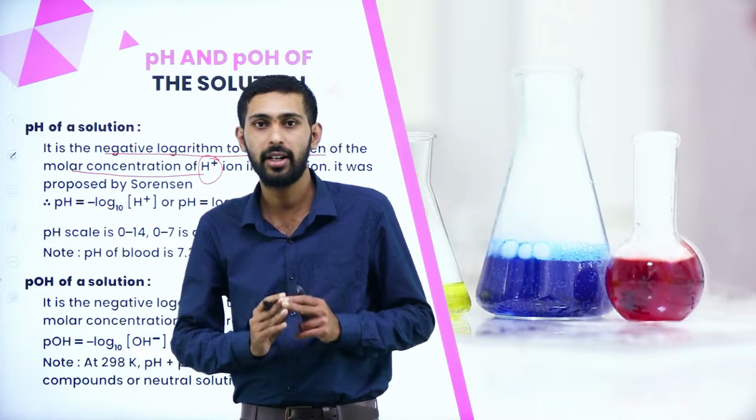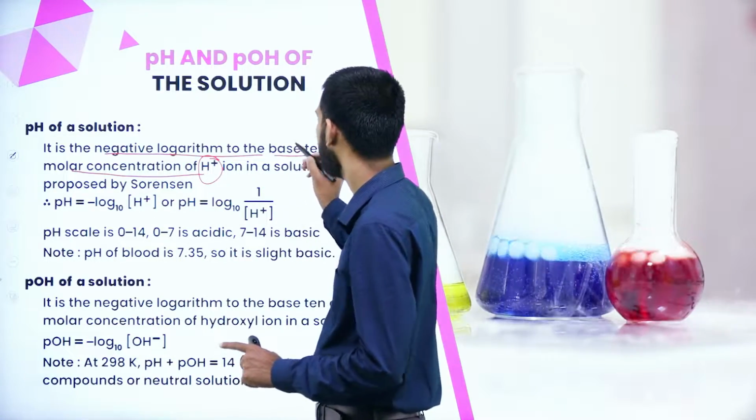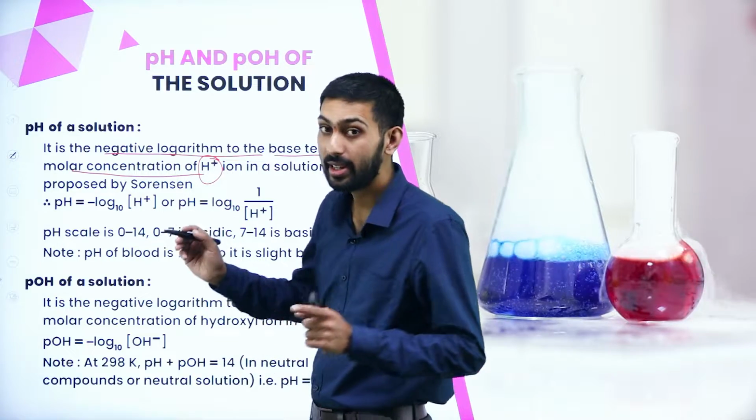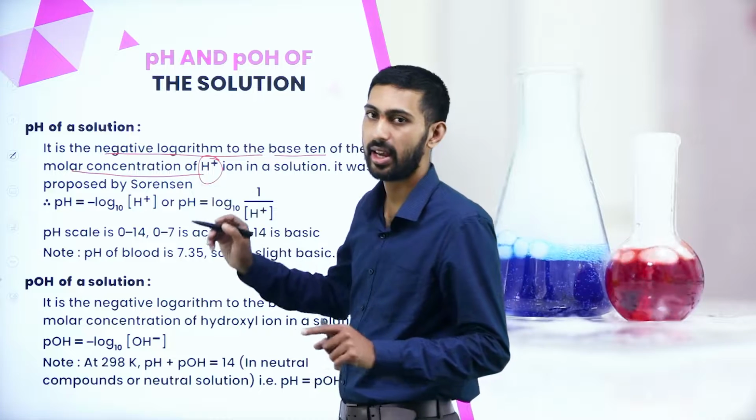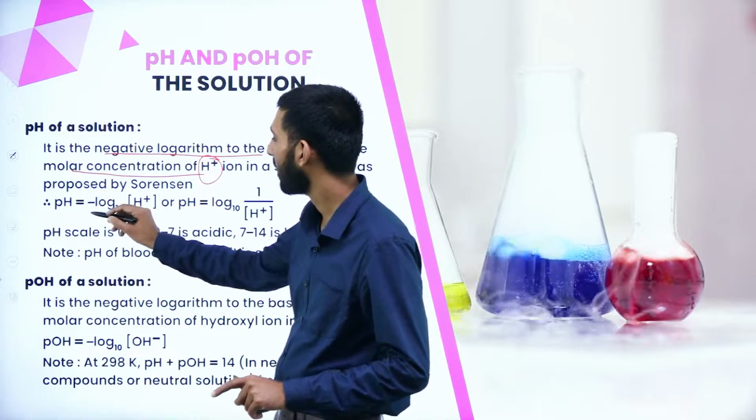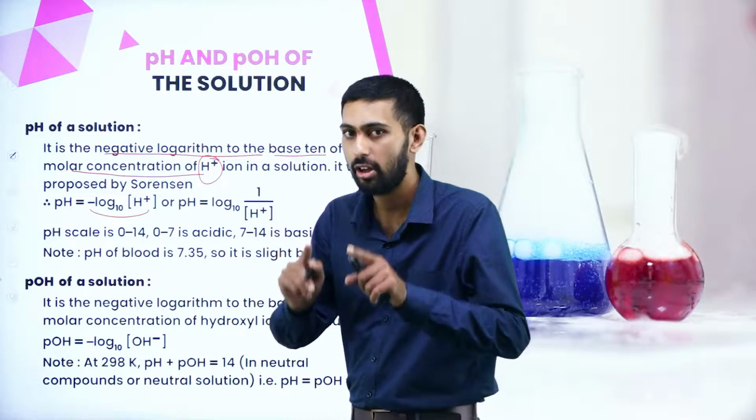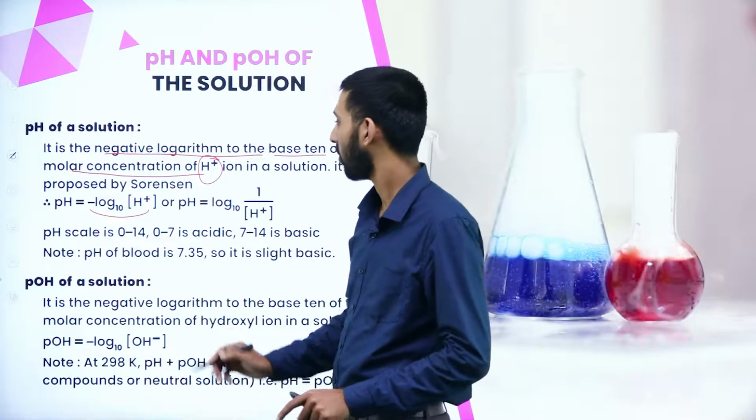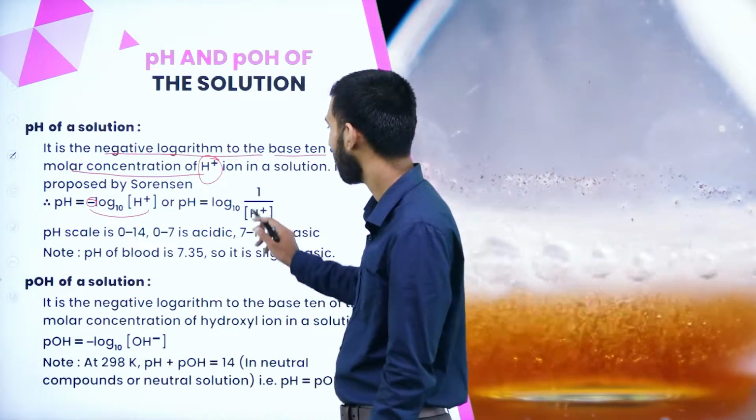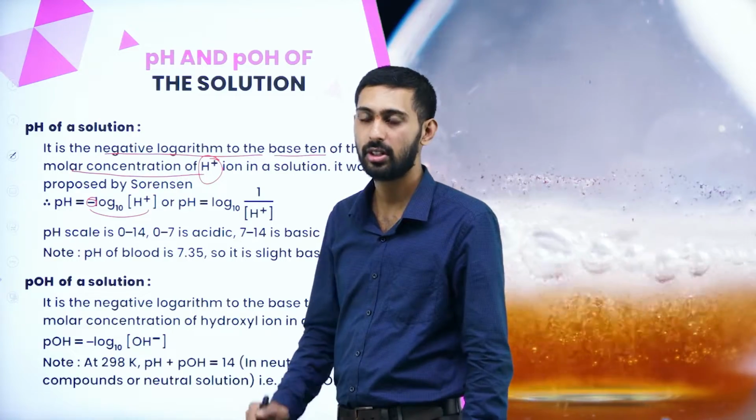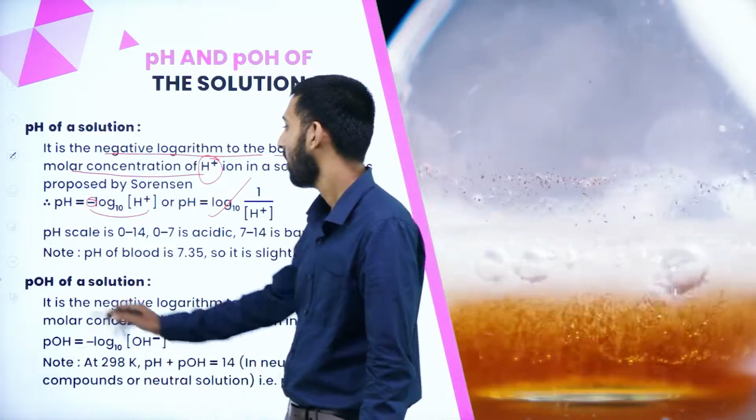If you are finding the pH, we have to say that it is the negative logarithm to base 10 of the molar concentration of H plus ion in a solution. So we have to write like this: the negative logarithm of the molar concentration of H plus ion. To neglect the minus, we take 1 by the concentration of H plus ion. This one we have to take. Okay, next thing is the pH scale.